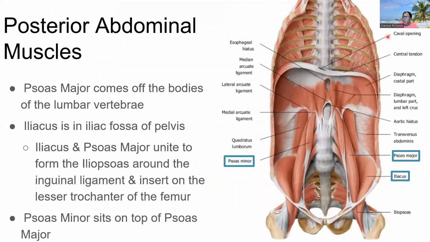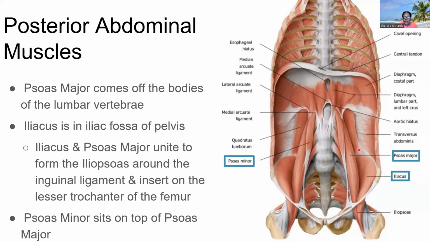Let's turn our attention to the posterior abdominal wall. So this is the back side of the abdomen. So if we took away the entire anterior abdominal wall, took out the entire gastrointestinal tract, all of the intestinal organs, and we looked at the back of the abdominal wall, this is what we would see. So it's an anterior view of the posterior wall.